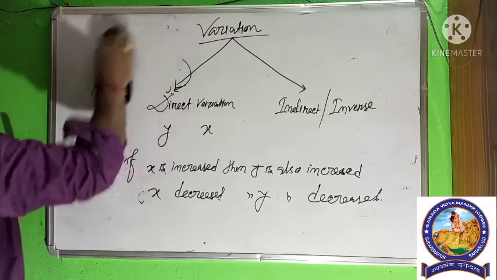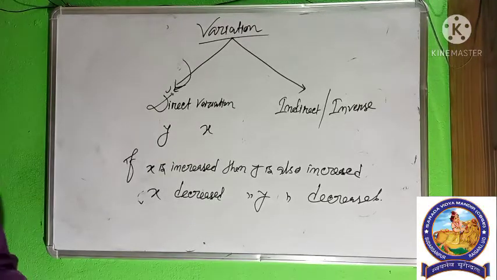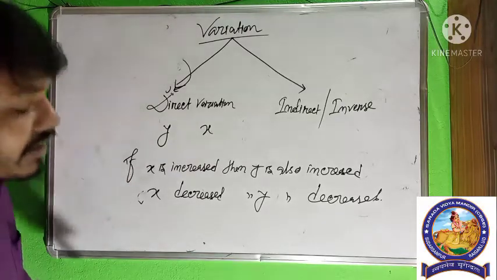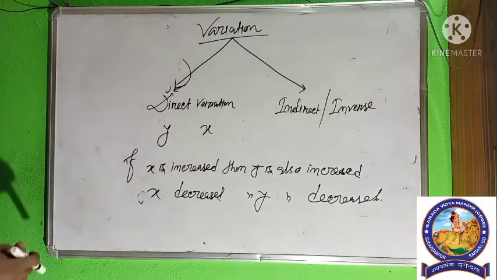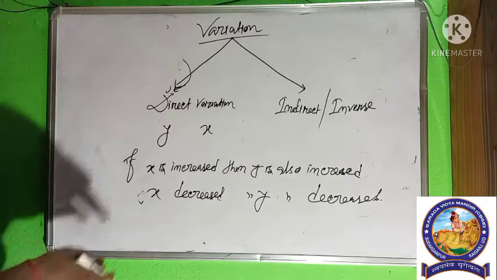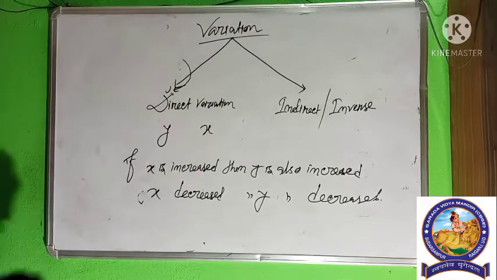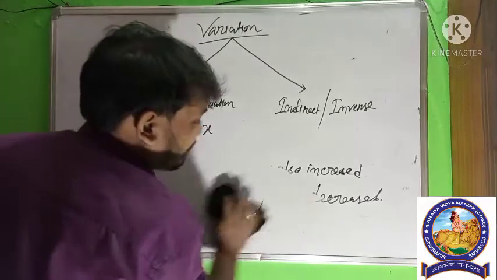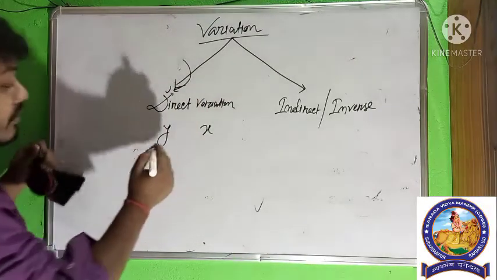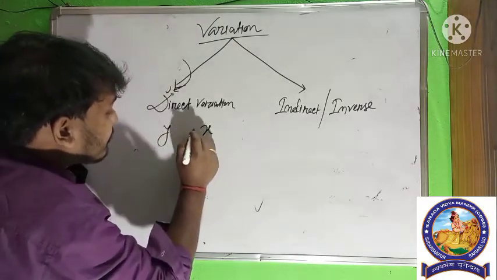So if any two variables are related in such a way that if the value of one quantity is increased, then the value of the other quantity is also increased, then we say the first variable varies directly with the second variable, or the first quantity directly varies with the second quantity, or conversely, the second quantity varies directly with the first quantity. And symbolically we write the direct variation in this way.